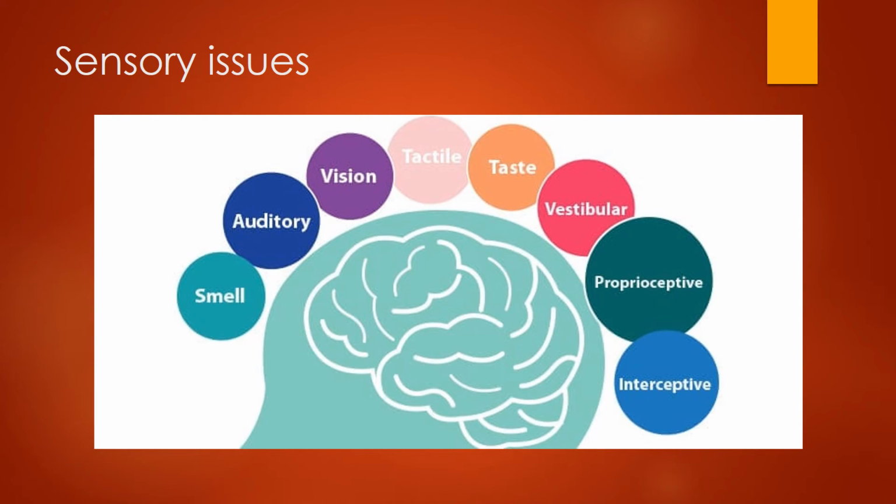The 7 senses are sight, hearing, touch, smell, taste, balance, also known as our vestibular sense, and body awareness, also known as proprioception. There is also an 8th sense called interoception, which involves recognising states of our body, for example, when we are hungry or when we need the toilet.